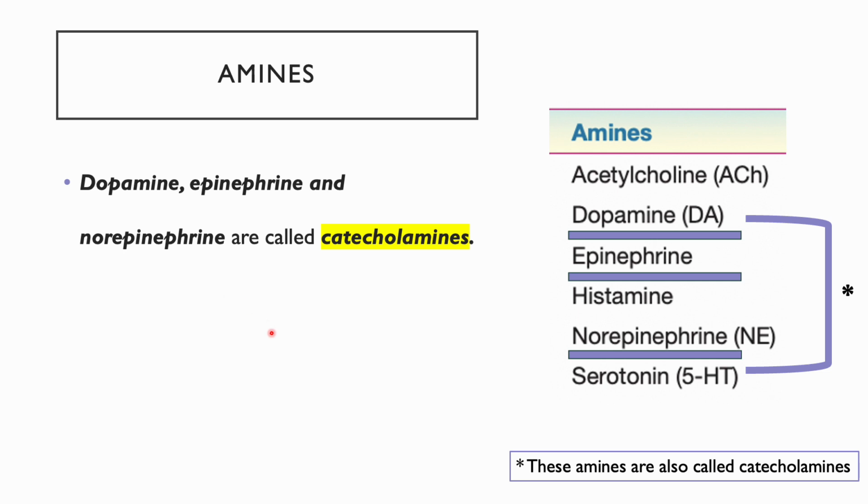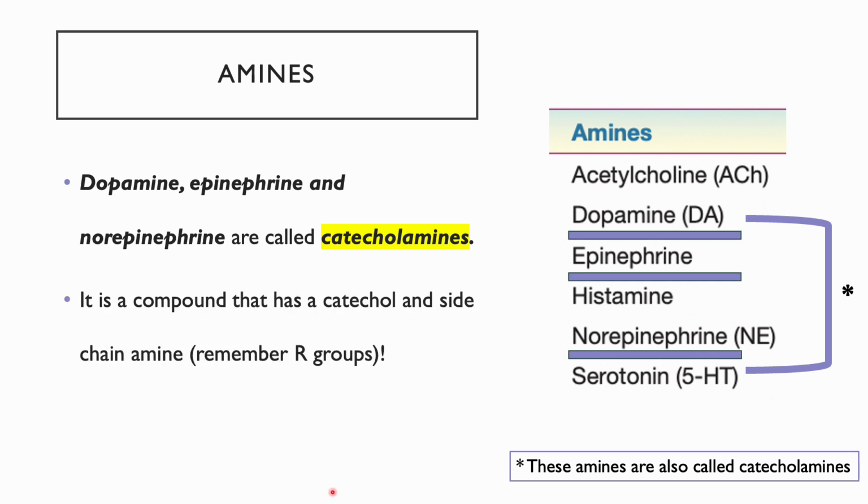Now, dopamine, epinephrine, and norepinephrine are also amines, but they're also known as catecholamines. And this is because it is a compound that has a catechol and a side chain amine. Remember, we've talked about side chains, which are also known as R groups, when we were talking about how proteins are synthesized. If you remember when I was talking about side chains and R groups, this is when we were discussing the tertiary structure of proteins and how this particular compound can help a protein decide what shape it's going to take on. So for example, this side chain in particular is going to help define these proteins to become catecholamines.